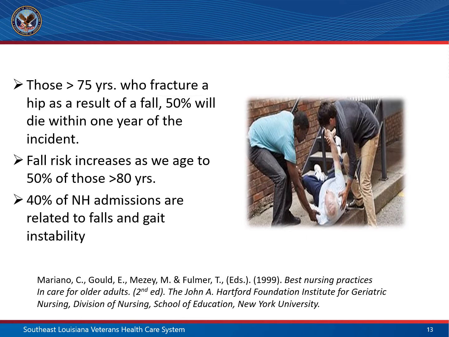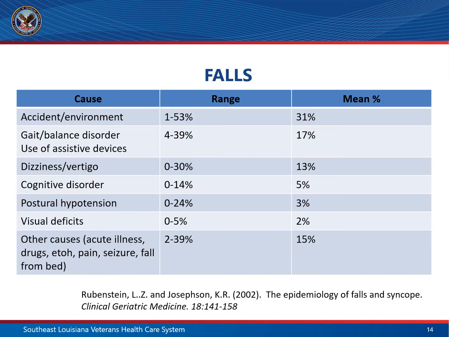Among older adults greater than 75 years who fracture a hip as a result of a fall, over half of them will die within a year of the incident. Fall risk increases as we get older. Up to 50% of those greater than 80 years old will fall. 40% of nursing home admissions are attributed to falls and gait instability. A fall is not a normal sign of aging. A fall should always be treated as a symptom of something else. There should be a reason for the fall.